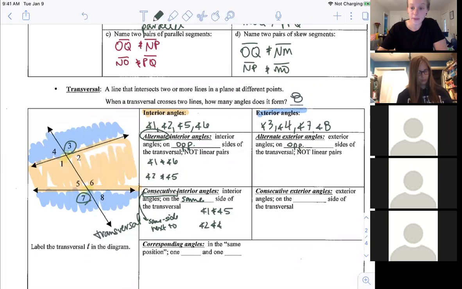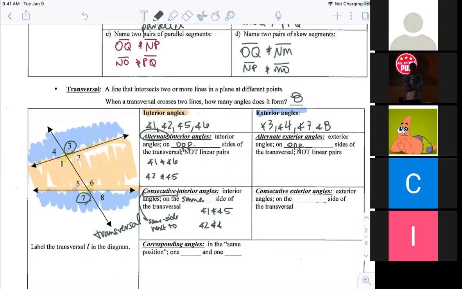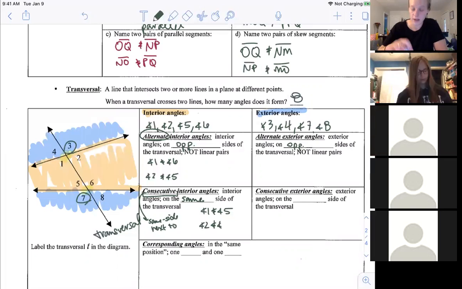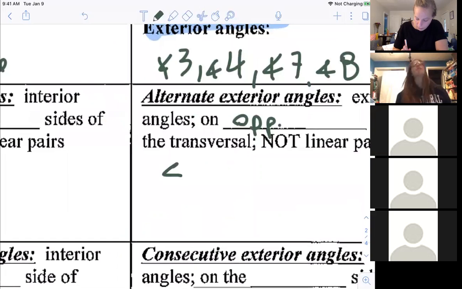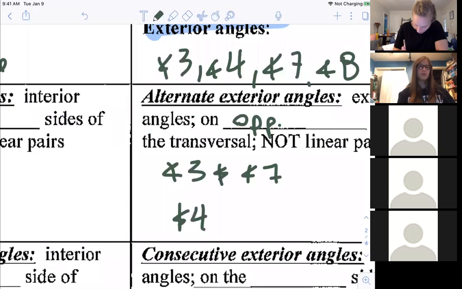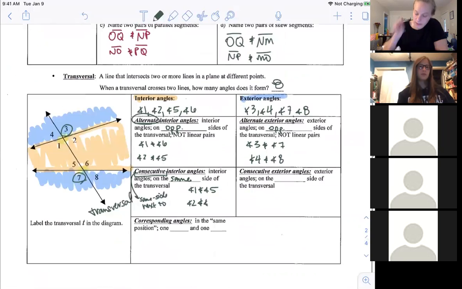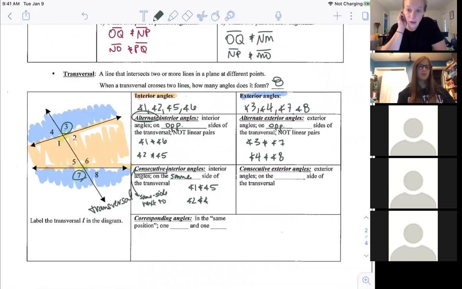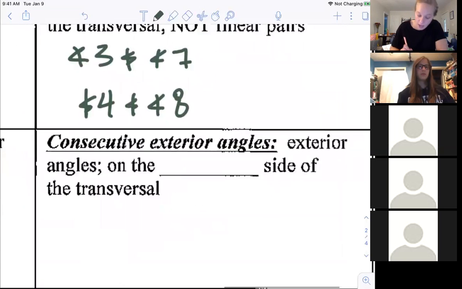Can somebody else give me the other example? 4 and 8, very good, Lydia. 3 and 7 and 4 and 8. Awesome. And then one more that's following this pattern is the consecutive exterior angles. Again, it's an exterior angle, so it's outside of the lines and it's on the same side as the transversal.